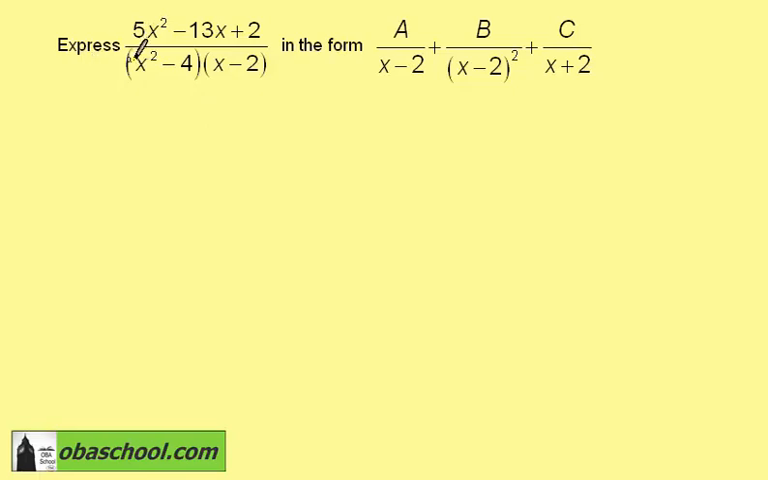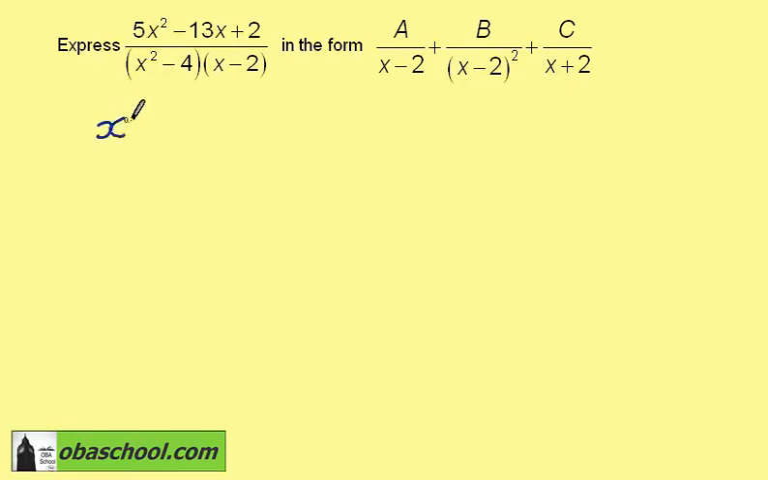We want to express (5x squared minus 13x plus 2) over (x squared minus 4)(x minus 2) in the form a over (x minus 2) plus b over (x minus 2) all squared plus c over (x plus 2).